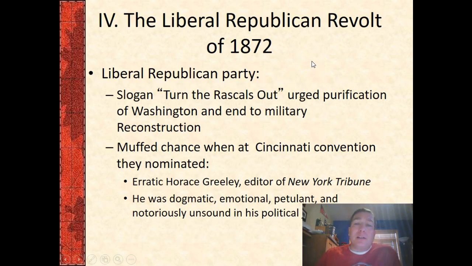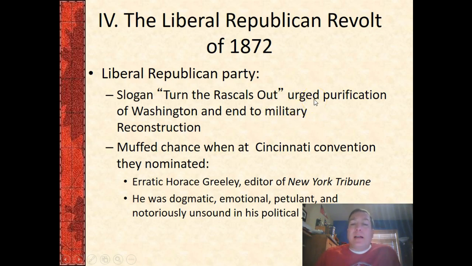We're going to see, though, that the Republican Party is about to split in 1872. We're going to have a Liberal Republican Party, and the liberals are trying to figure out ways to reform the government. They're trying to figure out ways to get the dirtiness out of government, and they're trying to figure out ways to end military Reconstruction because they feel like this is expensive.